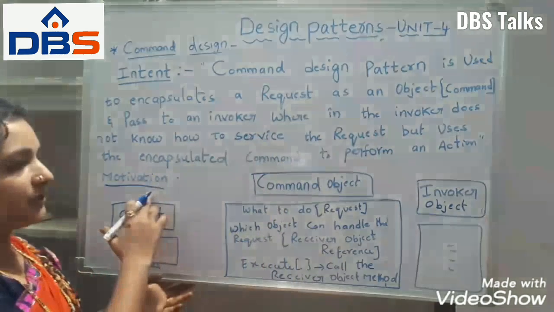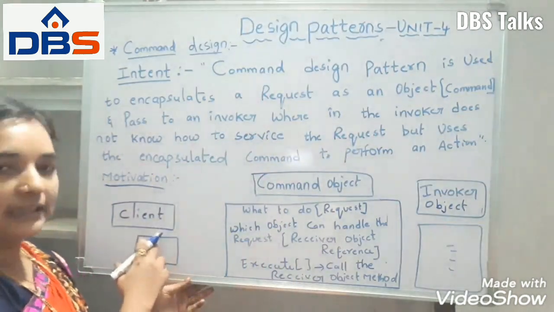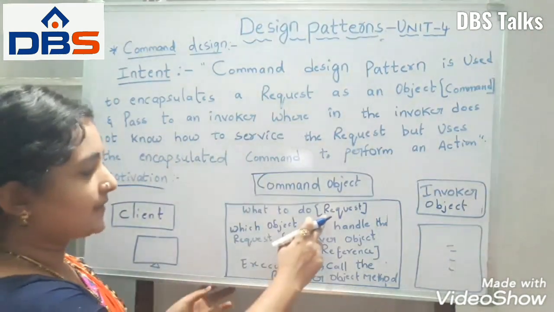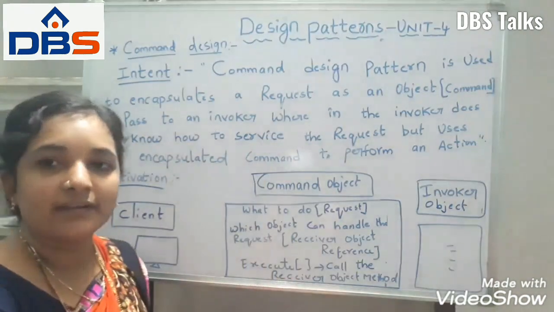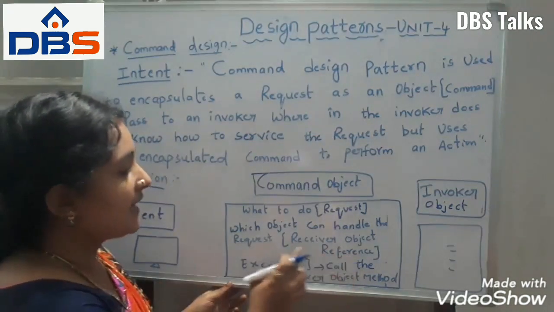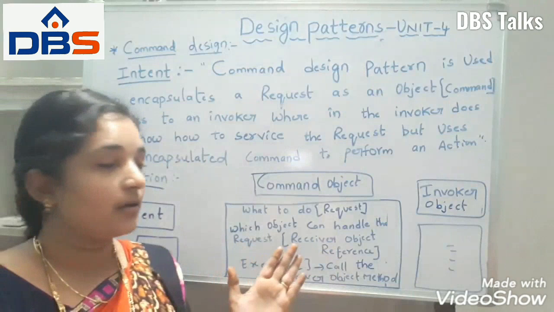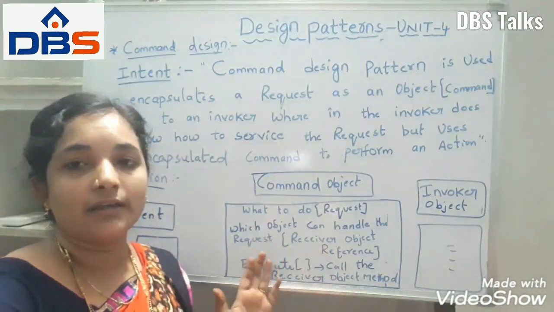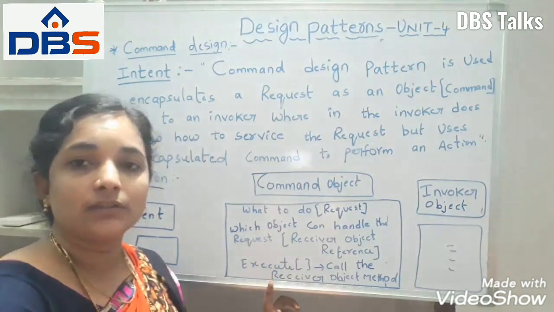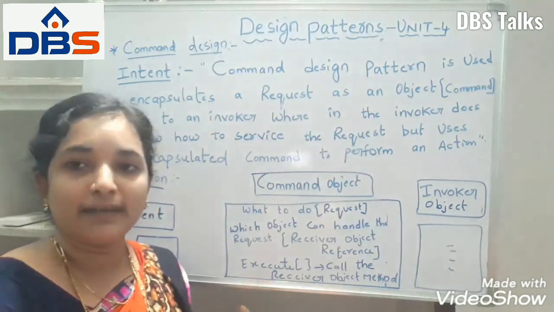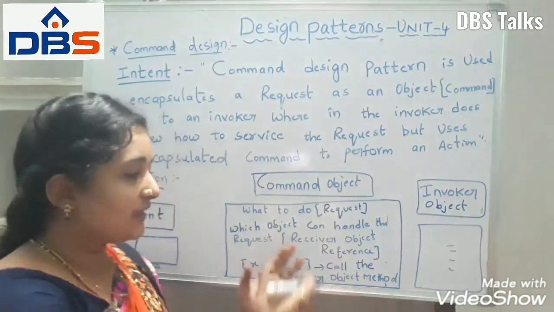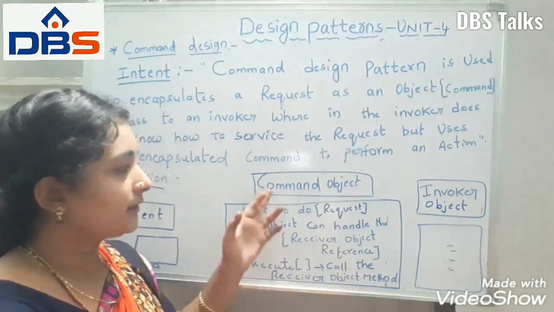Coming to the motivation, here we have a small image. Here I have the client. This client will create a command object, and in this command object I have a request, that is what to do. Next, I have the receiver object reference, which handles the request. And next I have the execute method, which is used to call the receiver object method. These are the different things available in the command object.